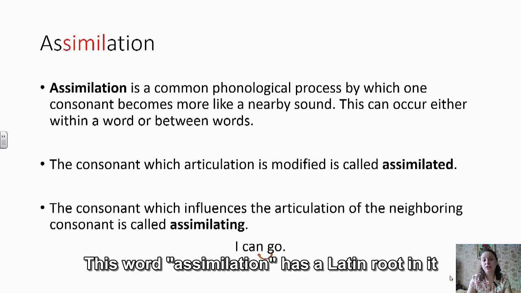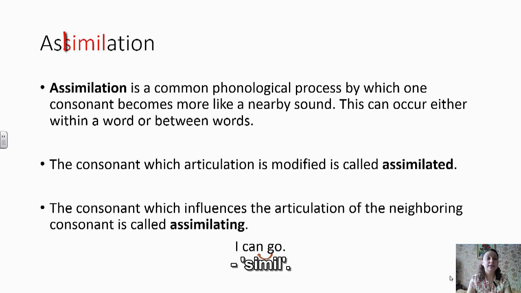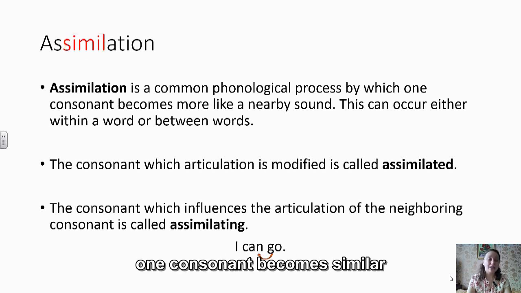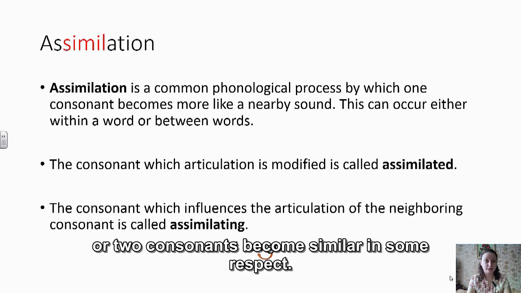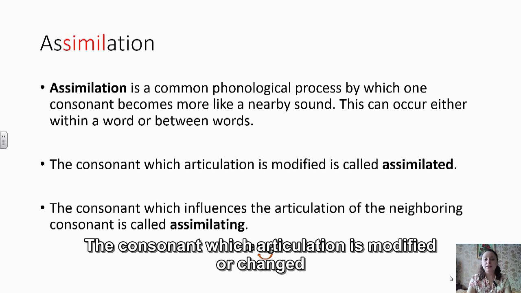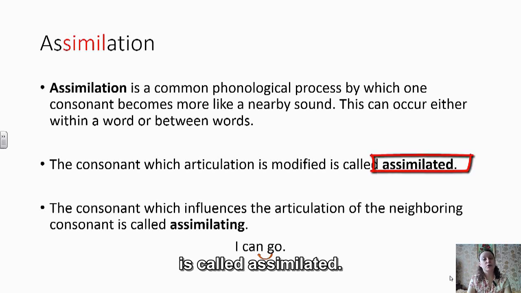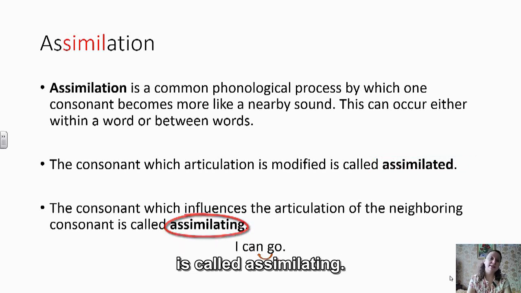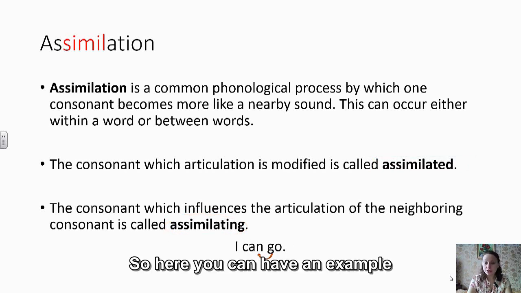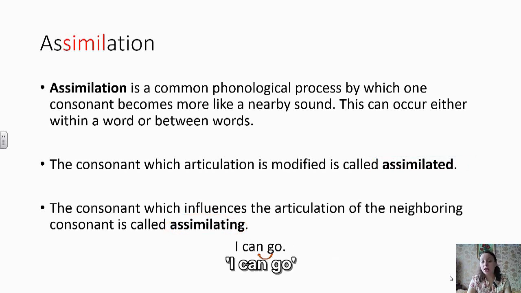This word assimilation has a Latin root in it, simil. So it means that it's a process by which one consonant becomes similar to the other one, or two consonants become similar in some respect. The consonant whose articulation is modified or changed is called assimilated. The consonant which influences the articulation of the neighboring consonant is called assimilating. So here you can have an example: I can go.